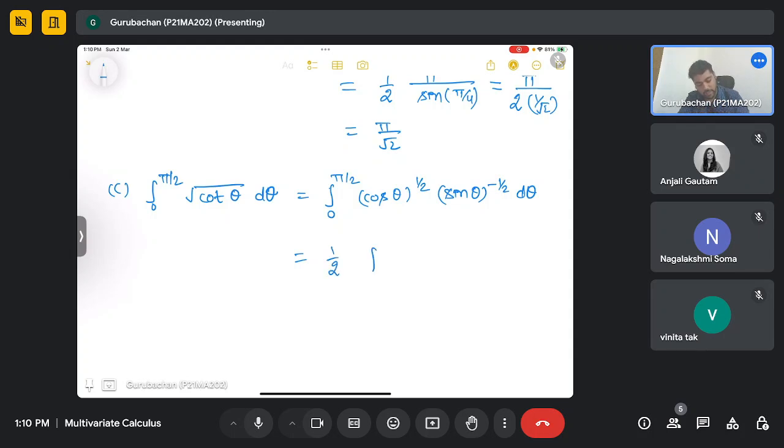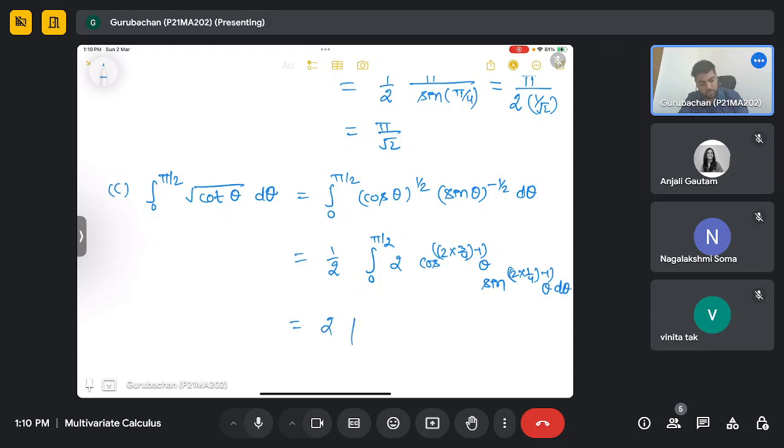So a little change in the writing pattern, but the answer can be the same. How? Let me do it here. This will be cos to the power 3/4 minus 1 theta and sine to the power 2 times 1/4 minus 1 theta d theta.